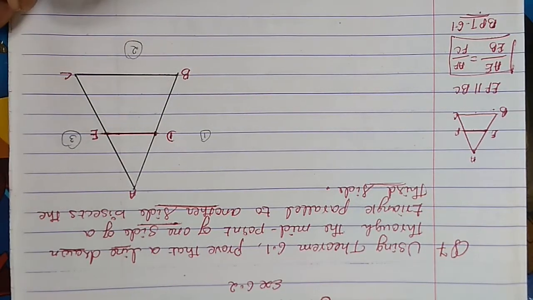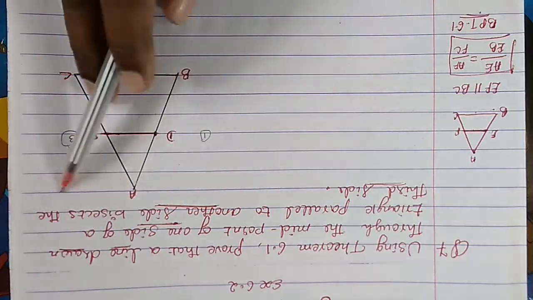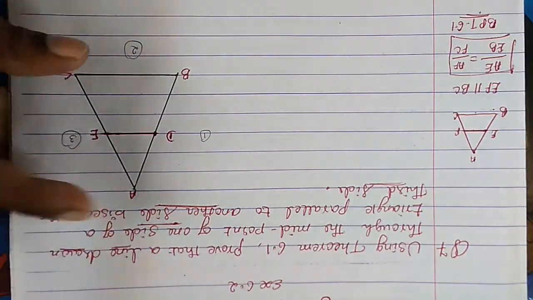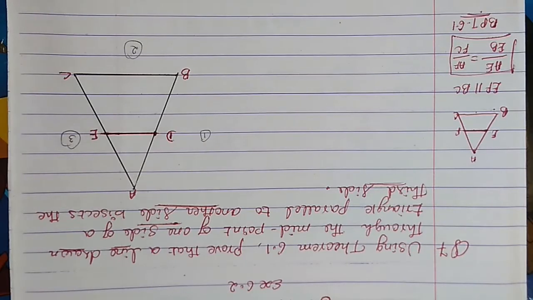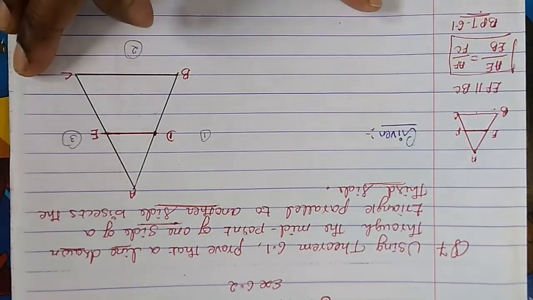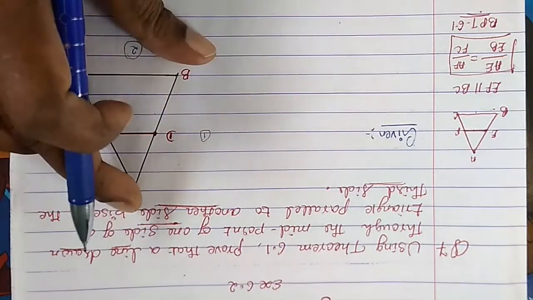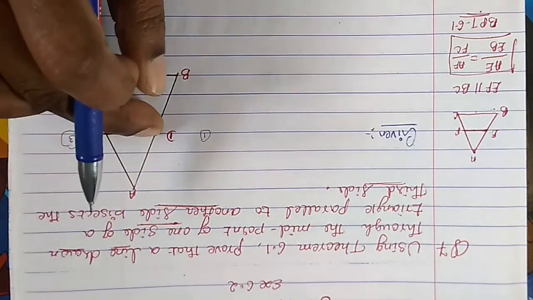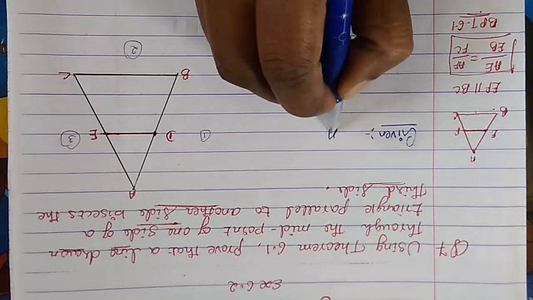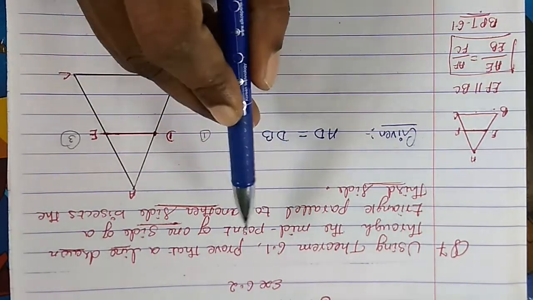Is it clear? So what we have to prove is that this line, through the midpoint of one side and parallel to another side, bisects the third side. That means we have to prove that this line is bisecting the third side. So what is given to us? The midpoint of one side. If this is the midpoint, then this part will be equal to this part. So AD should be equal to DB.